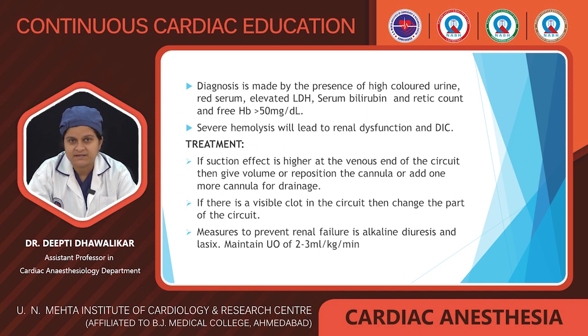Treatment: if suction effect is higher at the venous end of the circuit, then one should give volume or reposition the cannula or add one more cannula for adequate drainage. If there is a visible clot in the circuit, then that part of the circuit should be changed. And secondary measures to prevent renal failure like alkaline diuresis and Lasix should be given, and urine output should be maintained in the range of 2 to 3 ml per kg per minute.